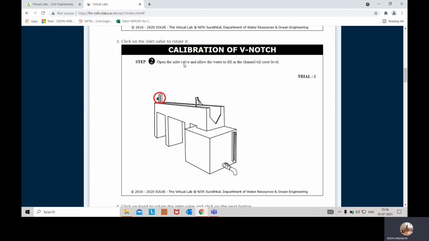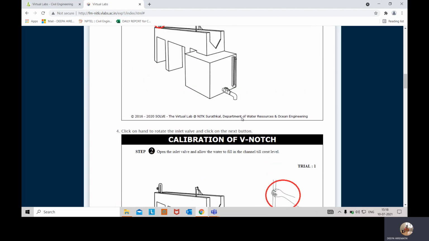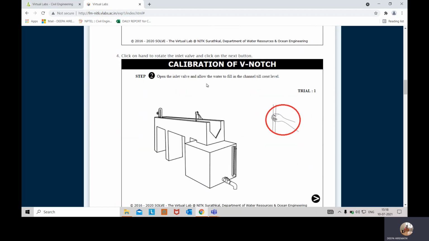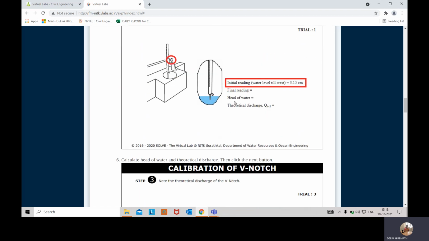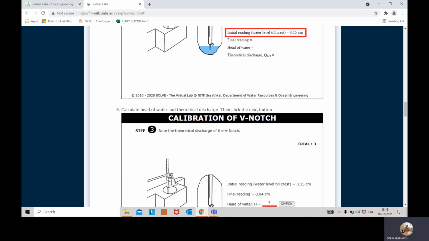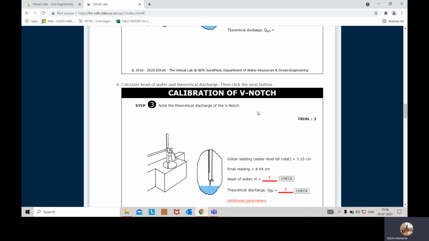Next, we need to allow the water to enter into the channel section by opening the inlet valve till the crest level. Then we need to note down the initial reading of the water. After opening the inlet valve and allowing the water to fill in the channel, we note down the final reading of the water, and then we calculate the head of the water as the final reading minus the initial reading. Then the Q theoretical value is determined.